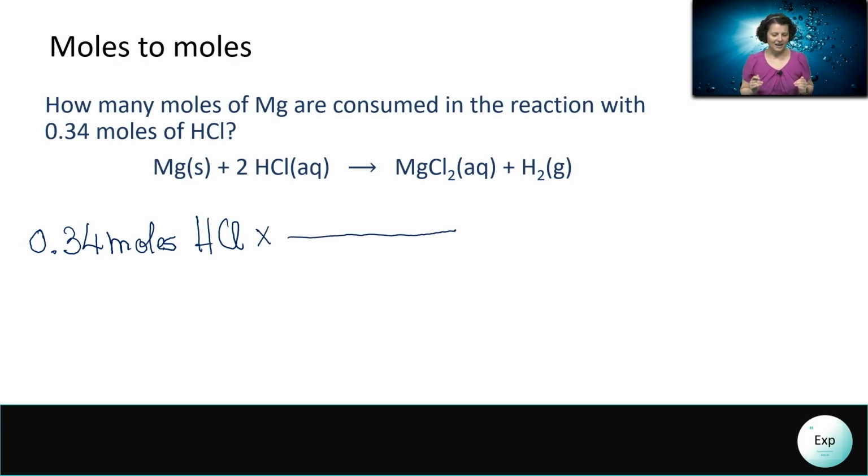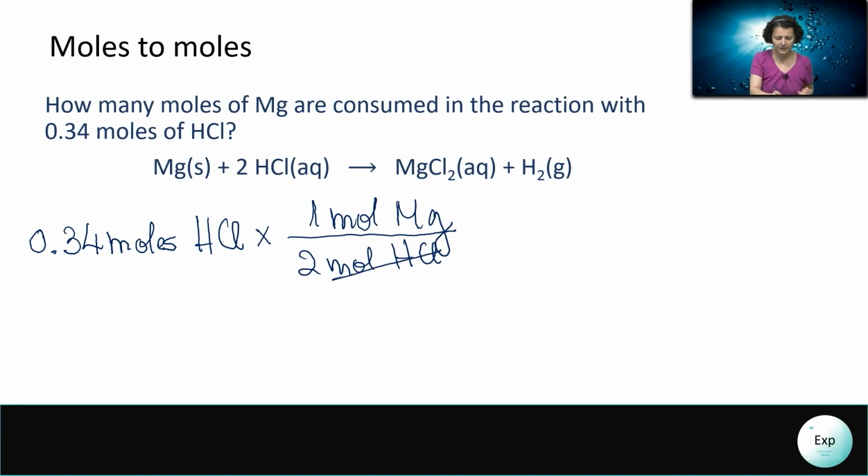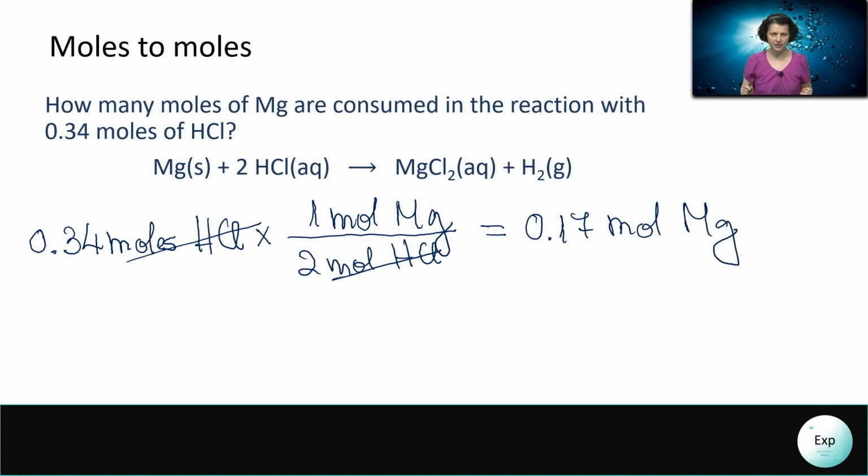Our interpretation said for every 2 moles of hydrochloric acid, we will need to consume 1 mole of magnesium. And that is how we write our conversion factor. The moles of hydrochloric acid will need to be on the bottom so that they may cancel out. And then the rest is calculation, which will provide us 0.17 moles of magnesium. It is a simple one-step calculation, and we went from moles of hydrochloric acid to moles of magnesium.